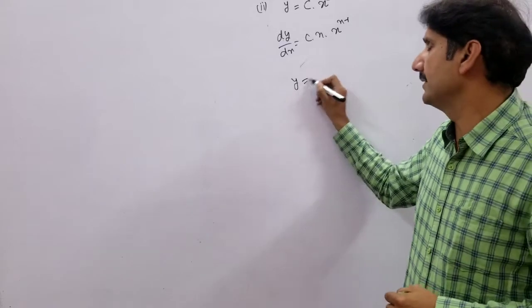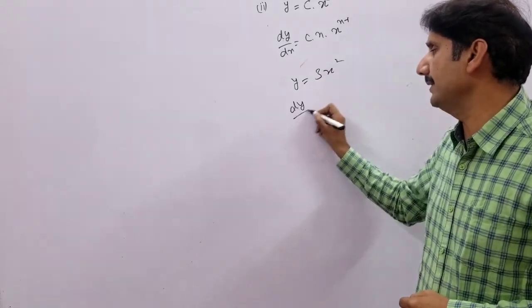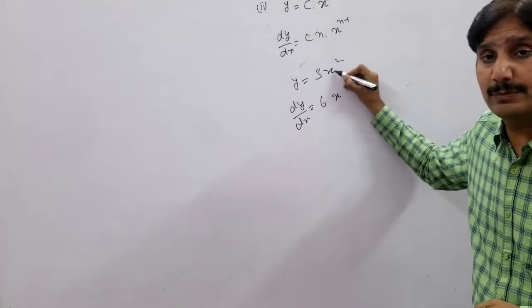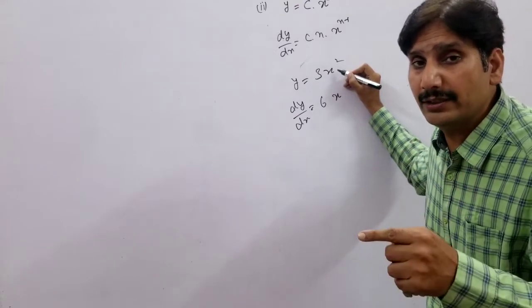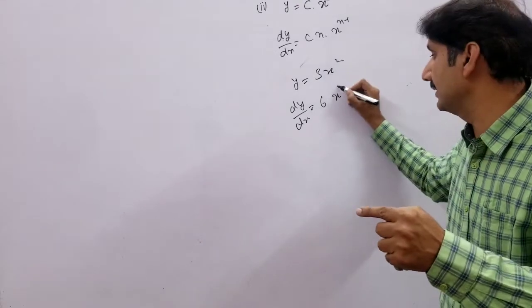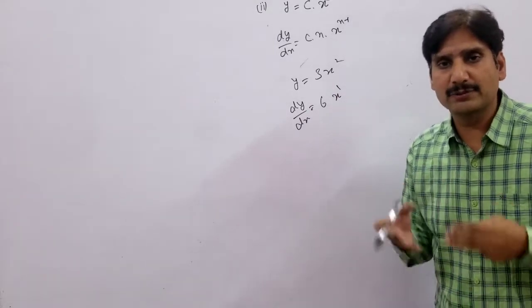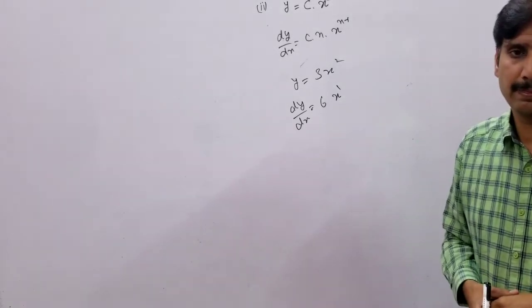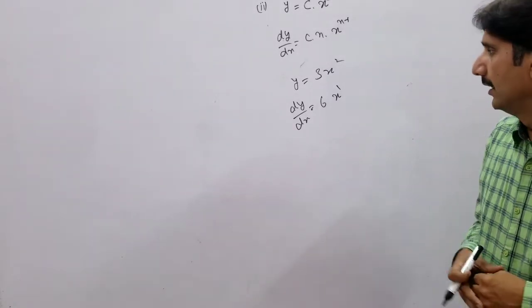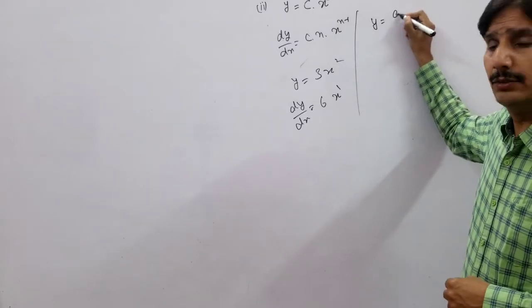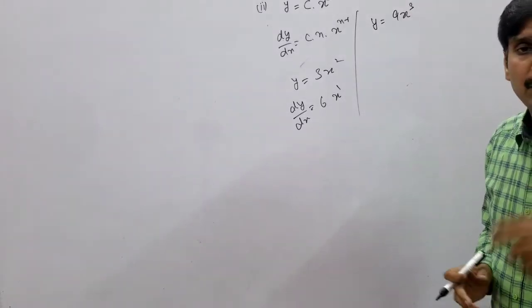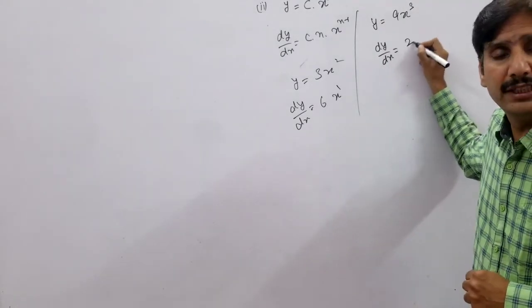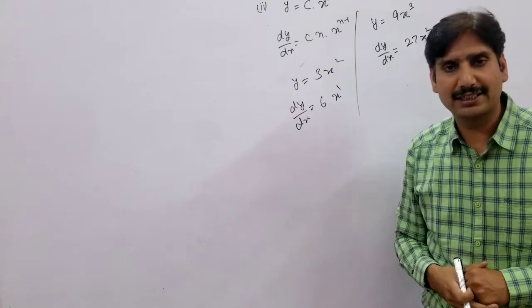For example, if y is equal to 3x square, what would be dy by dx? This 2 and 3 get multiplied as 6, and x raised to the power, whatever it was, gets decreased by 1 unit. It is 2, so it becomes 1. If it is 3, it becomes 2. If it is minus 1, it becomes minus 2. It's as simple as that. Can you do this? y is equal to 9x cube. Pause the video, try it. It is 27x squared. I hope you understand it.